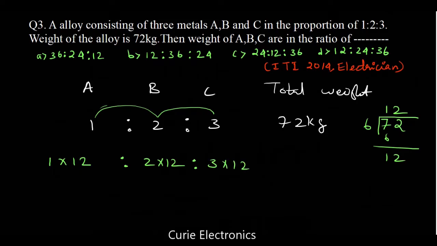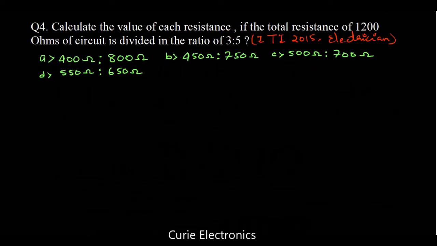This should come to 72. So 12 is to 24 is to 36. So 36 plus 24, 60. 60 plus 12, 72. So this is correct, 72. So the weights are going to be in the ratio of 12, 24, 36. That is option D. Option D is the right answer. Next question.